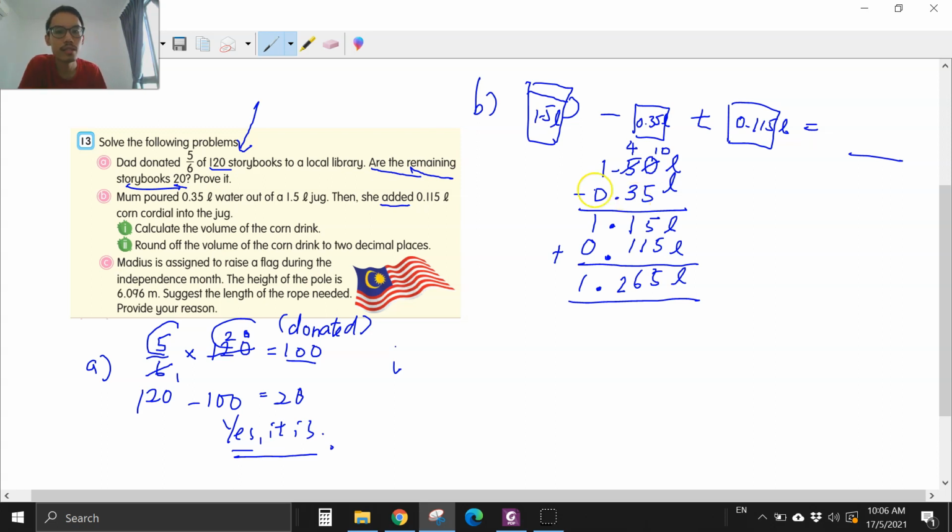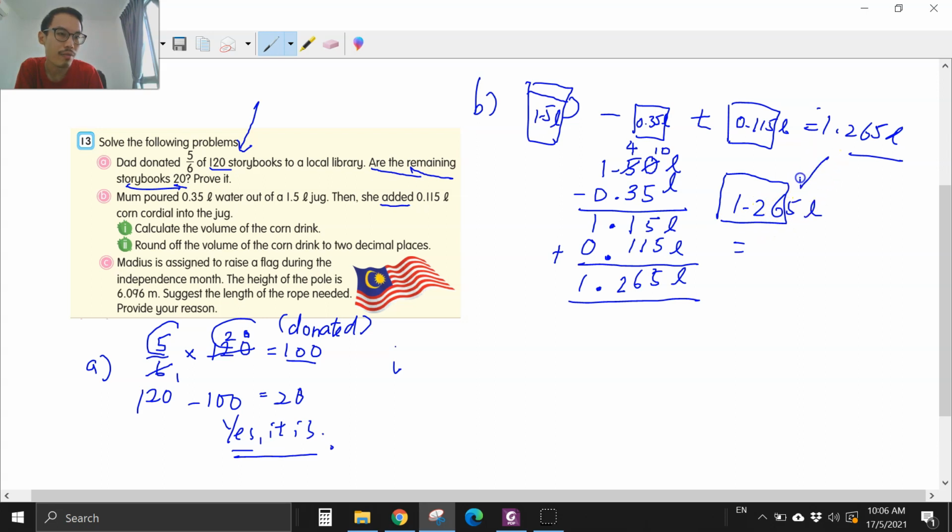Okay, so the final answer 1.265 liters, and then round off the volume to 2 decimal places. Okay, bundarkan kepada 2 tempat perpuluhan. So 2 tempat macam ini, sebab 2 nombor di belakang titik, 2 tempat.